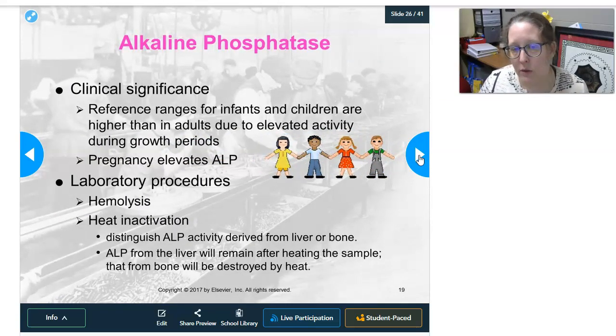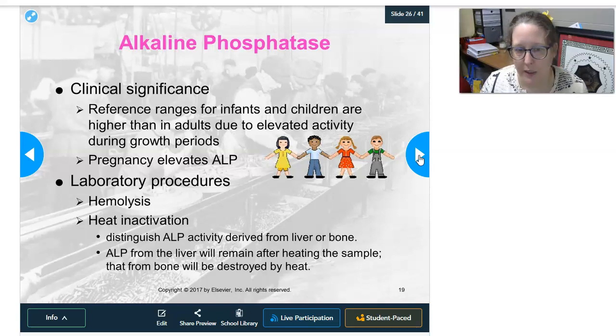All right, so clinical significance, again, the reference ranges for infants and children are going to be higher than the adults because of the elevated activity that's expected during the growth periods of infants and children. And pregnancy will also elevate alkaline phosphatase, because mama's building a baby, and mama's building bones in that baby. Plus, the placenta has elevated alkaline phosphatase. So all of that combined together, in pregnancy, you need to expect higher alkaline phosphatase levels.